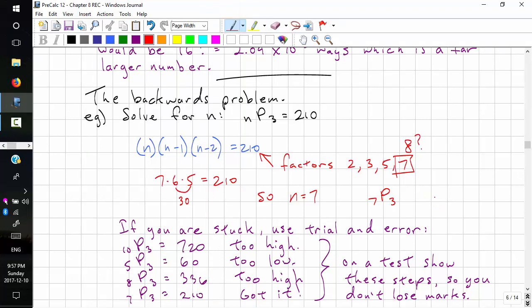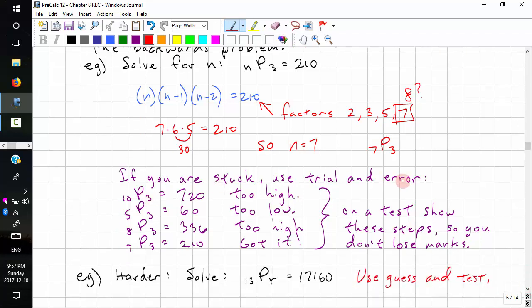So there are ways of trying to figure this out without a calculator, but if you're really stuck, go ahead and do it. So you'll have to do trial and error. You might try 10 first. 720. This is bigger than our value here. So you need to try something lower. Then you might go to 5. 60. That's too low. So then you might go to 8. 336. Too high. And then you would try 7 or 6. But if you're going to use trial and error on a test, show these steps so you don't lose marks. Don't just put n equals 7. Show that you've been doing some work.